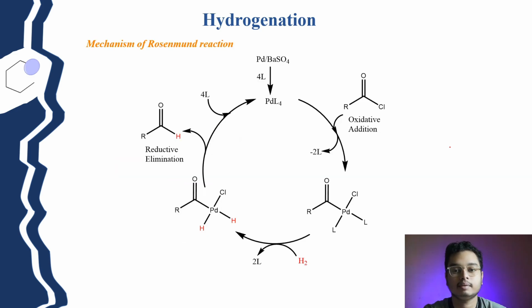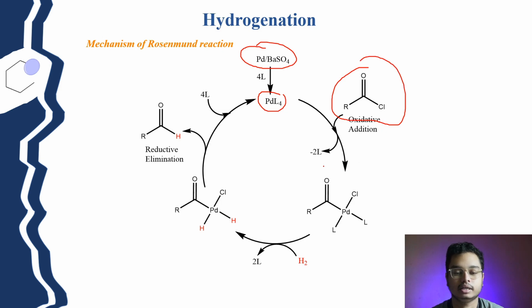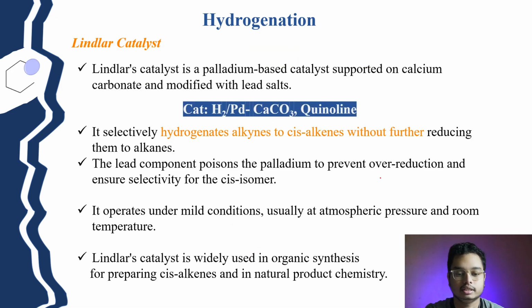Now let us understand the mechanistic pathway of this reaction. This is the palladium BaSO4, which generates the PdL4. It follows a similar kind of pathway: first oxidative addition takes place, then hydride transfer takes place, and then reductive elimination takes place, which is the typical pathway of the Rosenmund reaction.